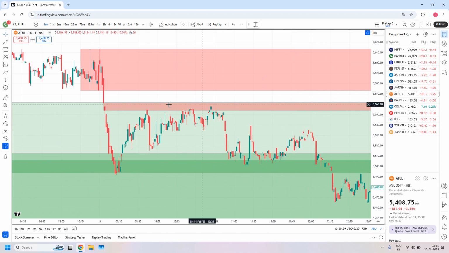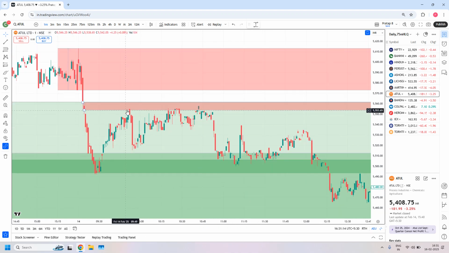So this is the area you should. That means it failed to reach the revised 15 minutes target because of this 1 minute high liquidity zone. Moreover, this 1 minute zone is having a pro gap also. So generally it is a wise decision to book the profit here itself, within this pro gap area.